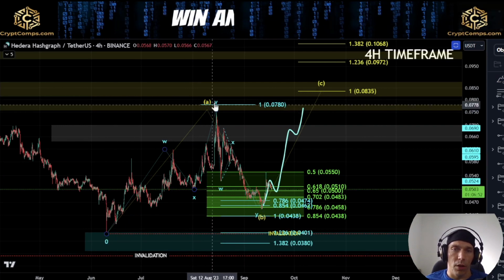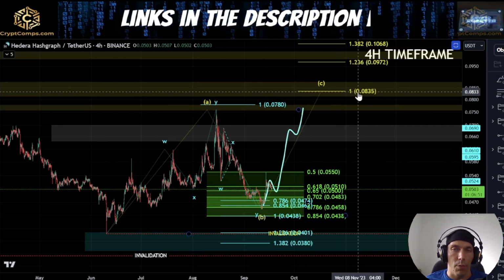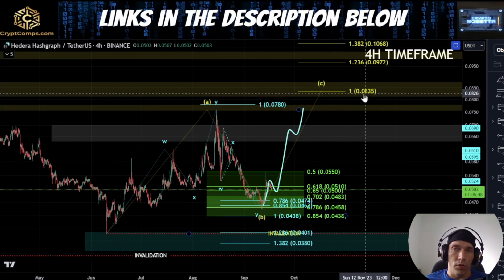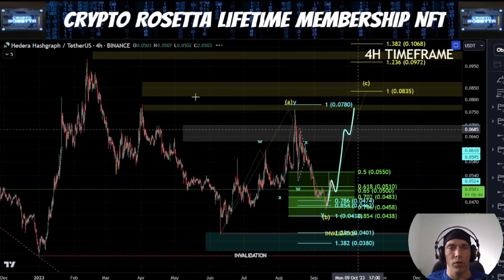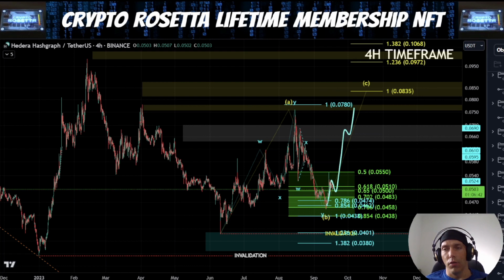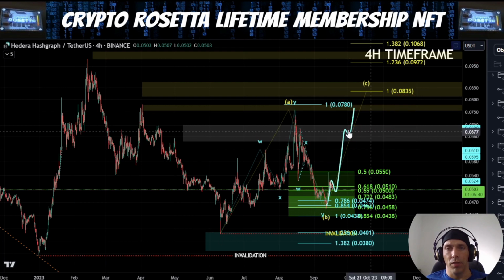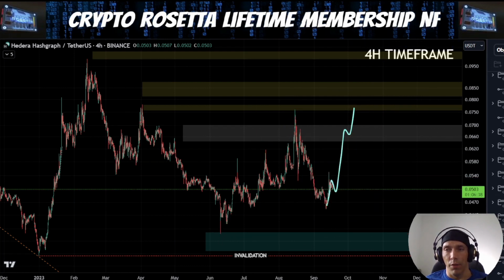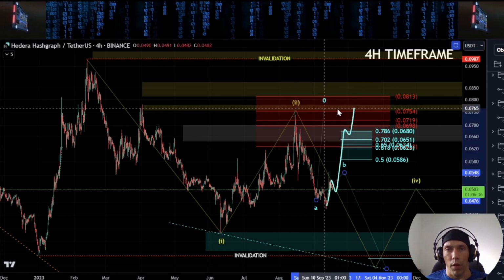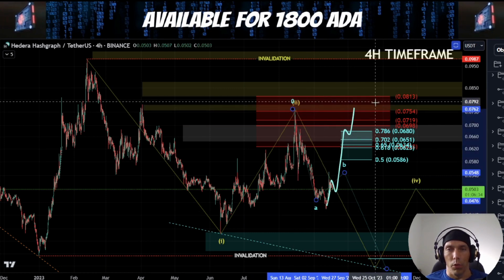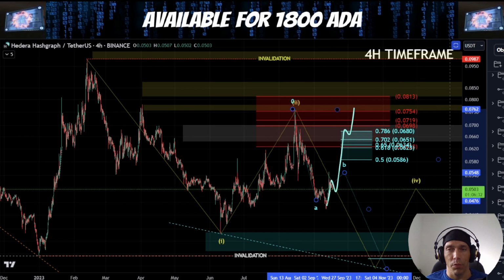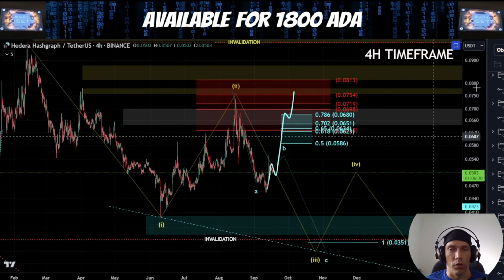If we do see something along these lines where we get this as a bigger ABC, the zone of interest is going to be up here towards this 1-to-1 at this 0.835, and this could still align with that idea that this is becoming a bigger diagonal pattern. And what it would mean then is that effectively we're still within the wave 2 here, and we're looking for one more push to the upside first before looking for this diagonal to continue to play out.